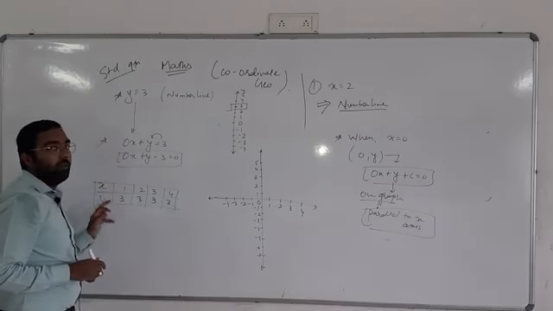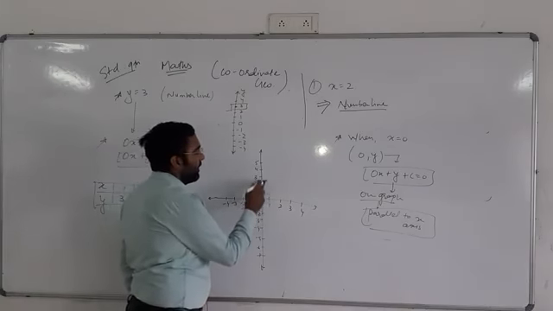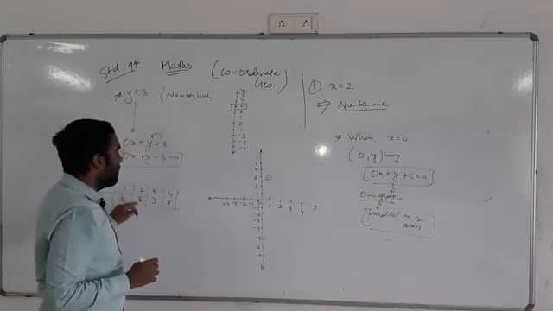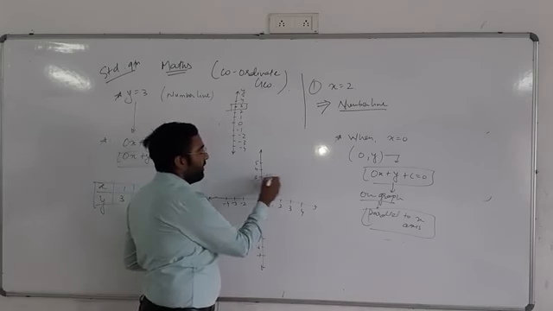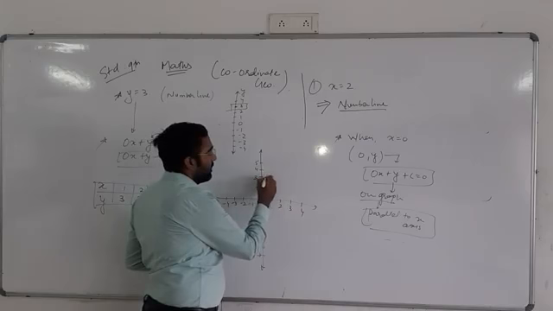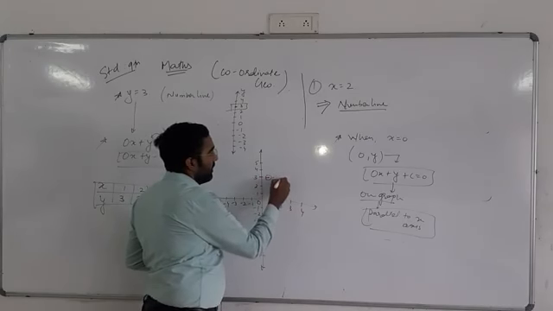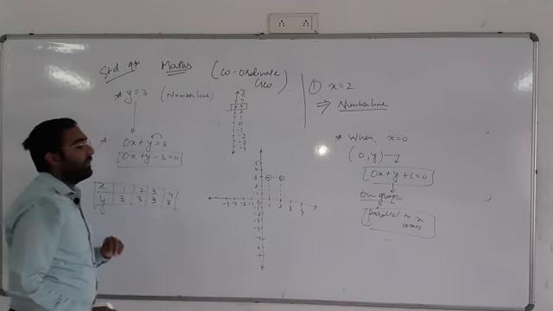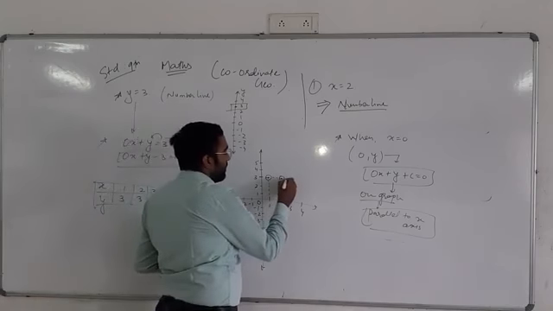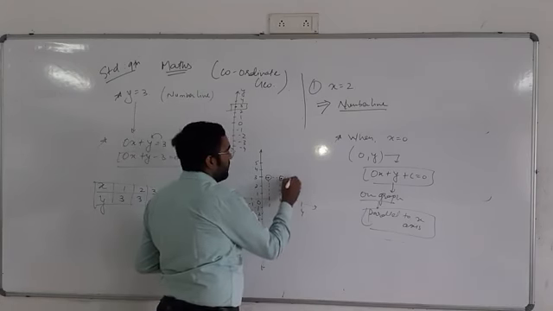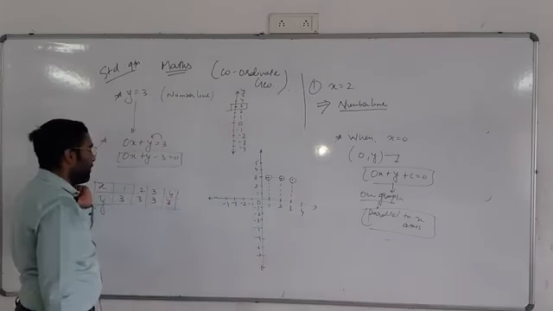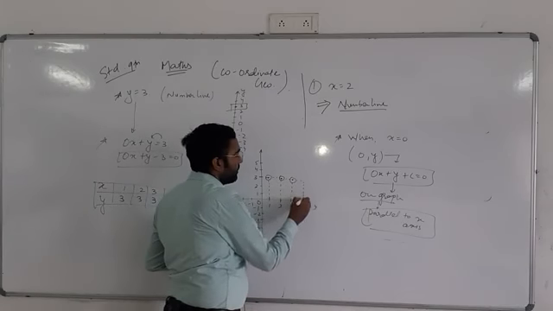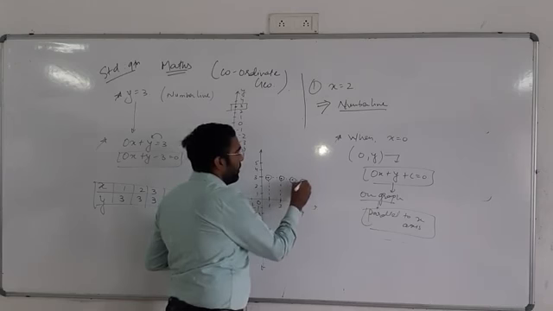So for this graph, I will take x equal to 1 and y equal to 3. So x equal to 1, y equal to 3, therefore my point is here. Now x equal to 2, y equal to 3, therefore your point is here. Okay. Now I will put 3 comma 3, that is x equal to 3, y equal to 3, that is here, and when I take x equal to 4, therefore y is also 3. So your fourth point is here.